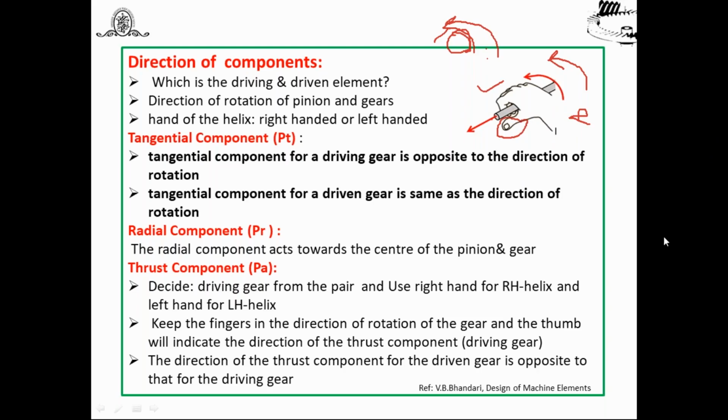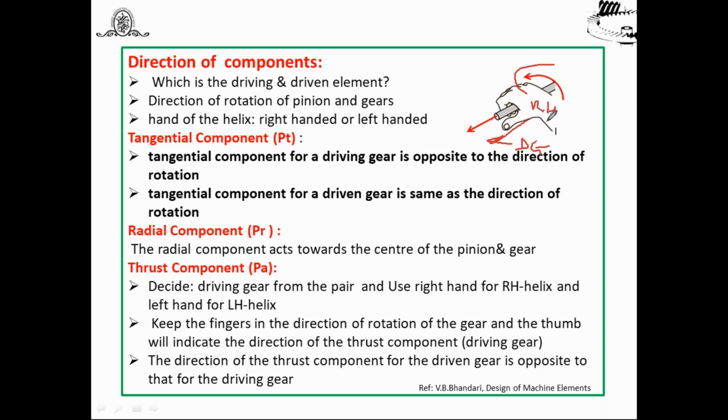Look at this in this case. Once again, I will repeat. First of all decide the direction of rotation. It's anti-clockwise. Then gear RH, you have to use the right hand. You keep it on the gear, and your thumb will indicate the direction of the thrust component of the driving gear. Driving gear means, suppose I have taken the driving gear, that is the pinion.